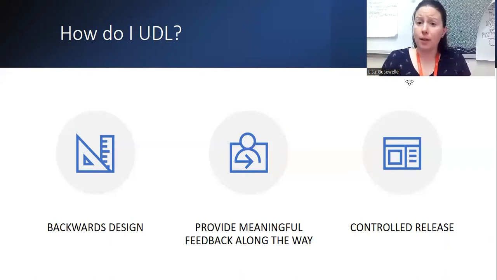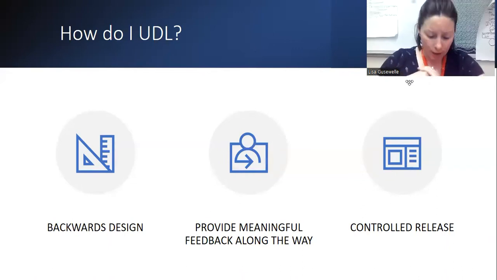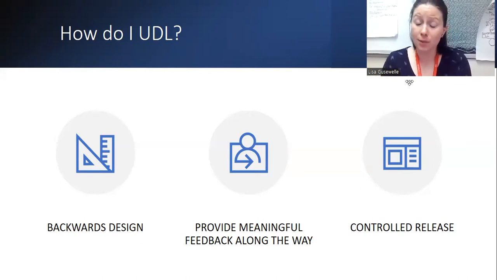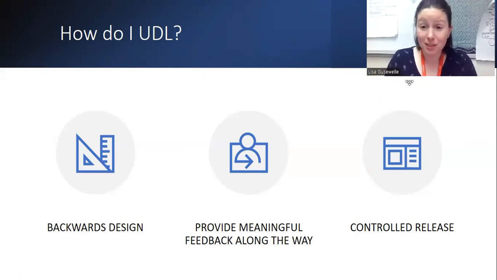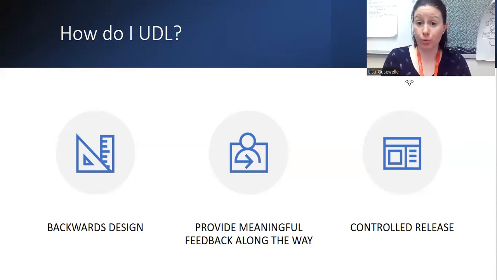Providing meaningful feedback along the way. So that means interacting with your students at least 6 to 7 times a week if it's a 4-week course, or 4 times a week if it is a 16-week course. And then also having controlled release.